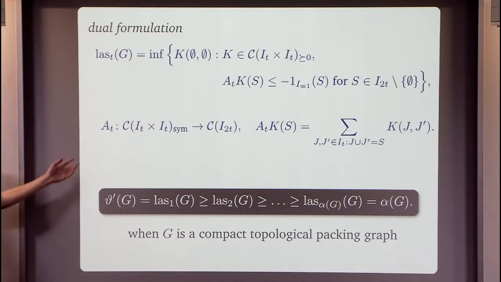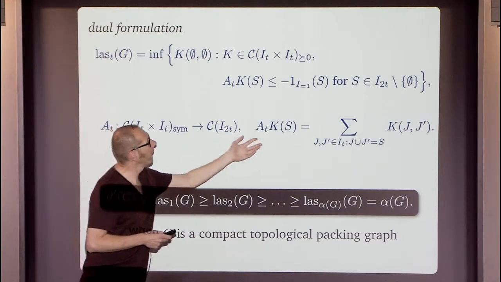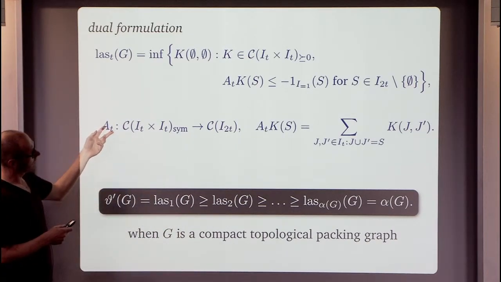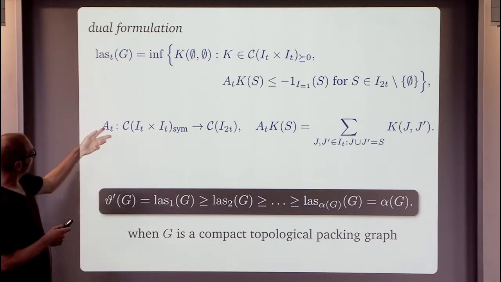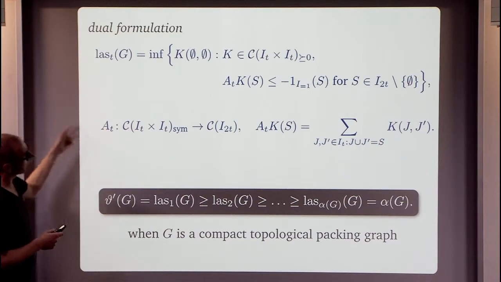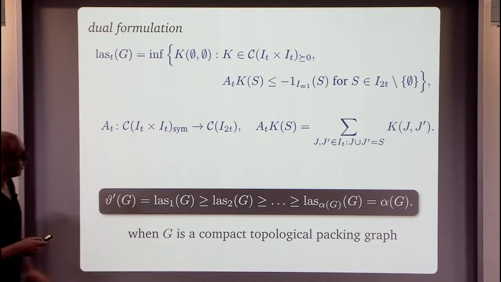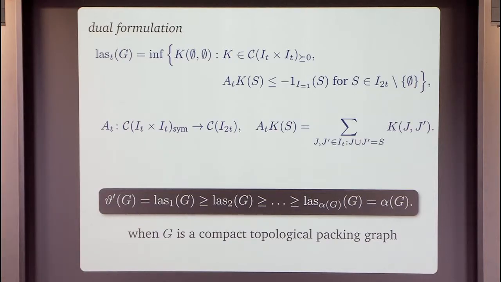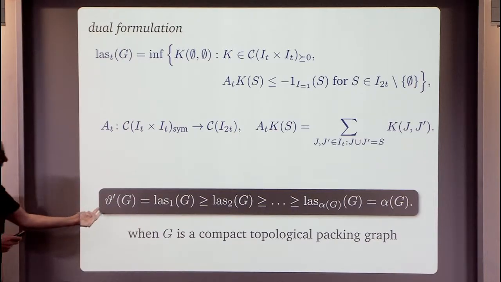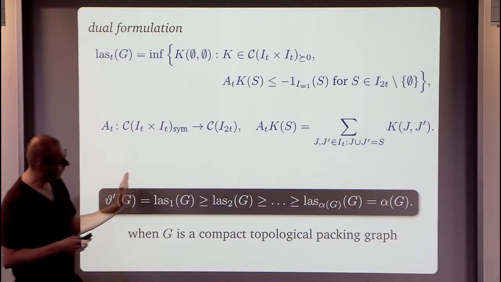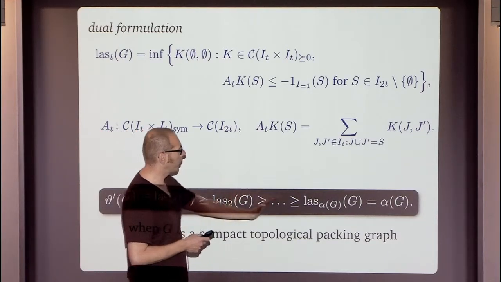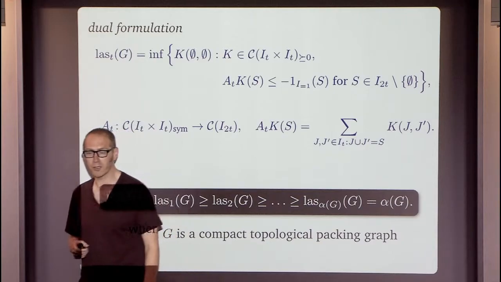And here the operator A^T is defined as here, and if we take the adjoint of this operator, this gives us a way to talk about moment matrices on the measure side. And then we can prove, very similar to the finite graph case, that this hierarchy converges in alpha steps. The first step is something like the theta number, and then you have a sequence of numbers which converge in alpha steps to alpha(G).